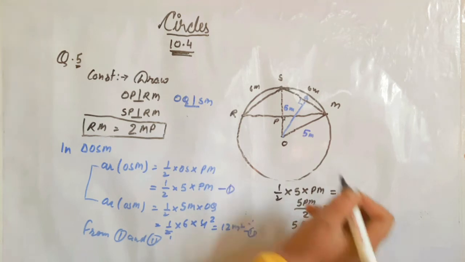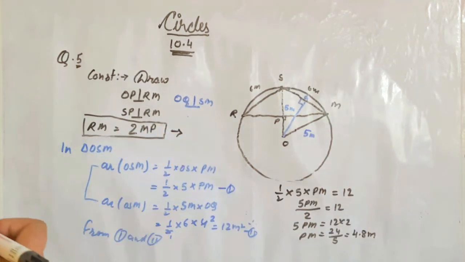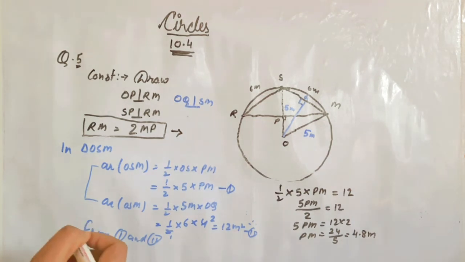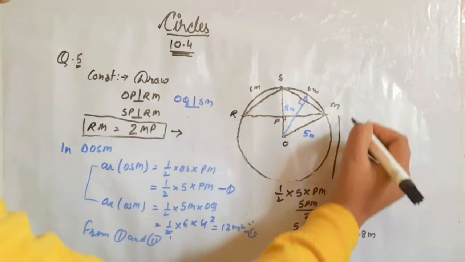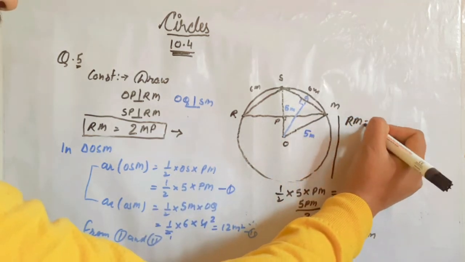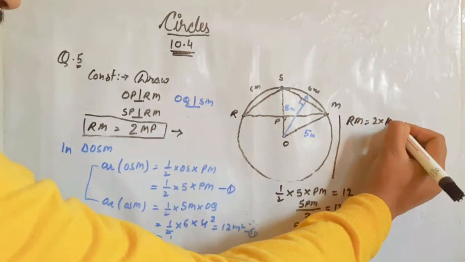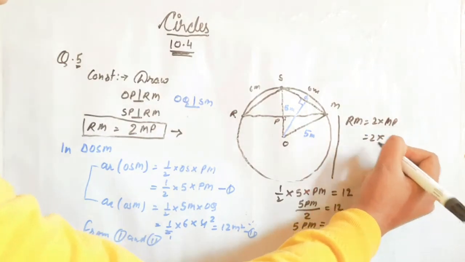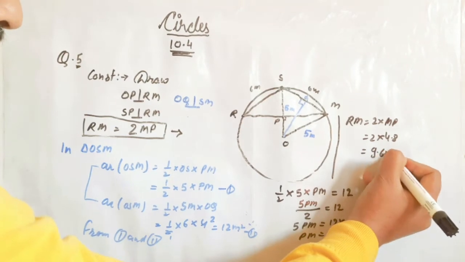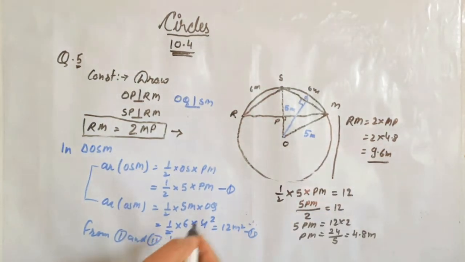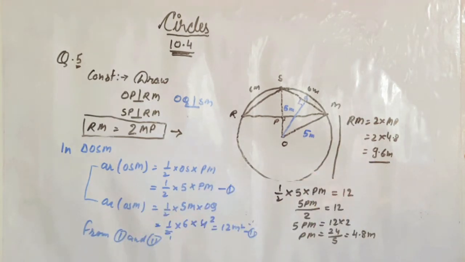This is 4.8 meter. Now use this relation to find the distance between Reshma and Mandeep. So RM equals 2 into MP, which equals 2 multiplied by 4.8, which equals 9.6 meter. Means the distance between Reshma and Mandeep will be 9.6 meter. This is your required answer.